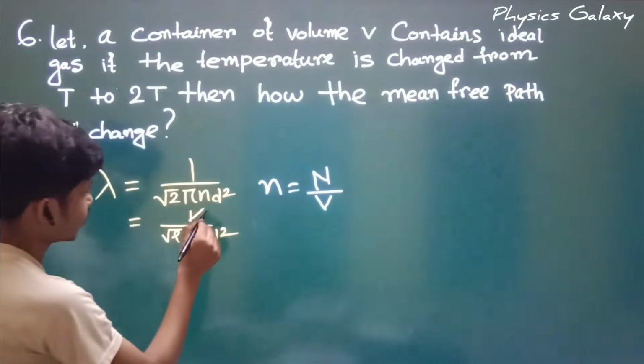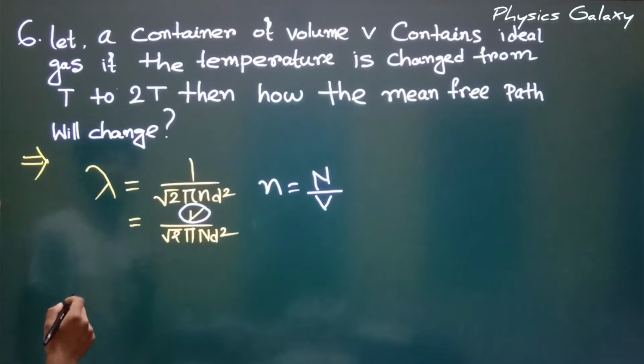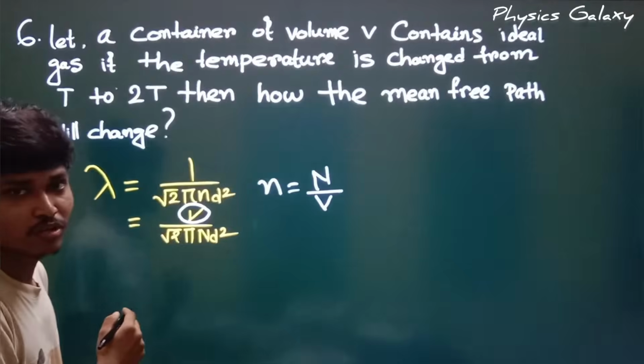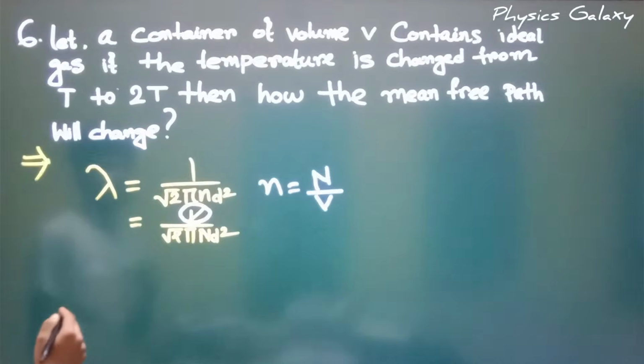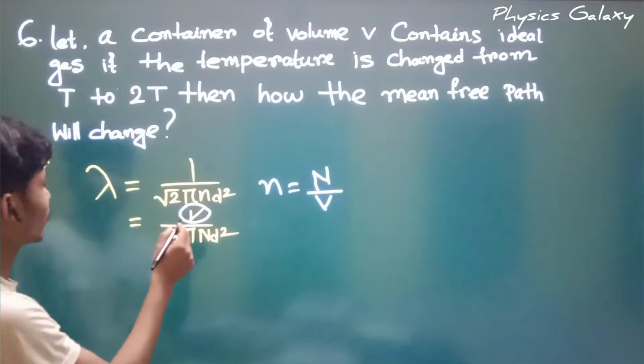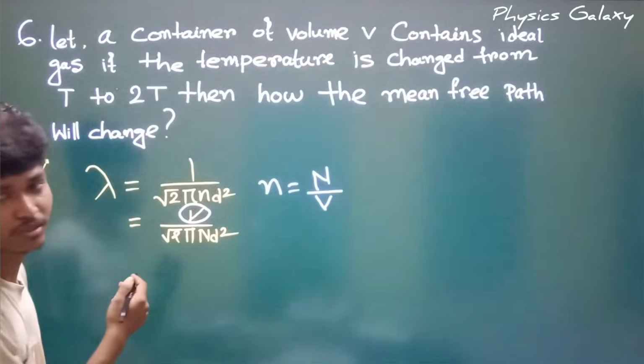Here, as the volume is constant, if we increase the temperature from T to 2T, the kinetic energy of the gas molecules will increase. So their collision time will decrease, but as the volume of the container is constant, the mean free path remains constant.